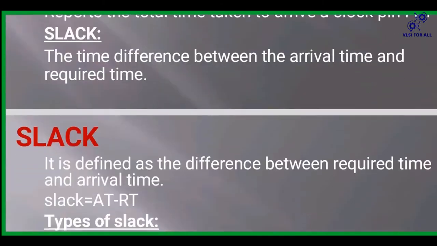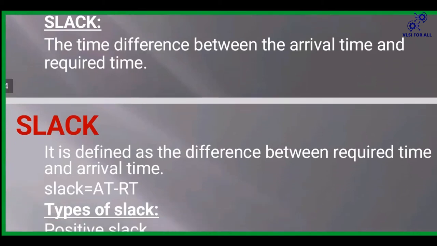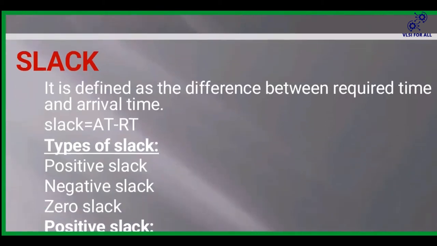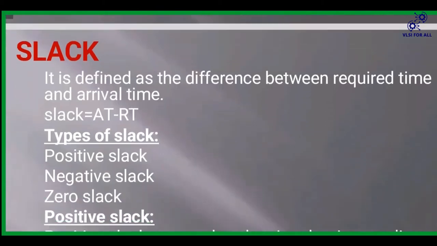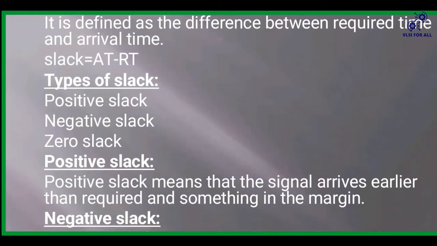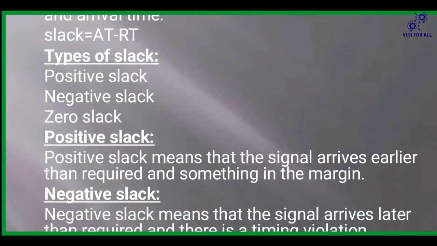So first let me explain what a slack is. Slack is defined as the difference between required time and arrival time. It is just a difference between the required and arrival time. So how can we write the equation? Slack is equal to arrival time minus required time. We have different types of slacks: positive slack, negative slack, and zero slack. What is the meaning of positive slack? Positive slack means the signal arrives earlier than the required time, within the margin.